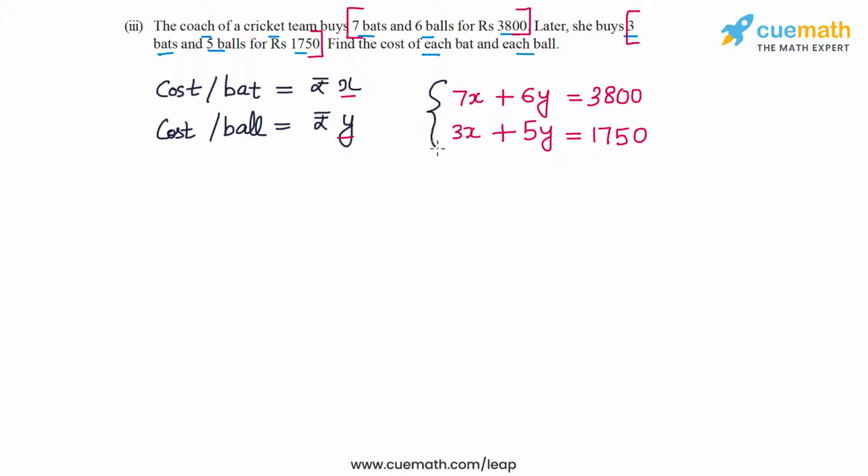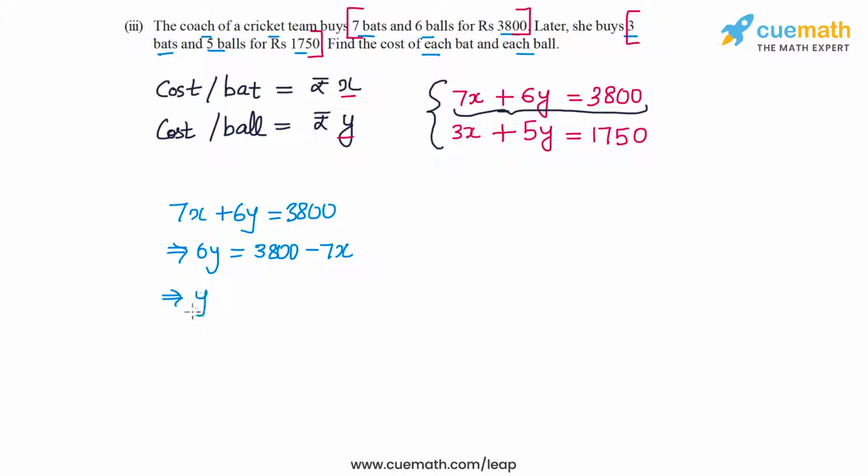So now we have obtained a pair of linear equations in x and y. What we have to do now is use substitution to solve for x and y. So if I take the first equation, I can write y in terms of x using the first equation. So the first equation is 7x plus 6y equal to 3,800. From this I can write 6y equal to 3,800 minus 7x, or y is equal to (3,800 minus 7x) by 6. So from the first equation I can write y in terms of x like this.